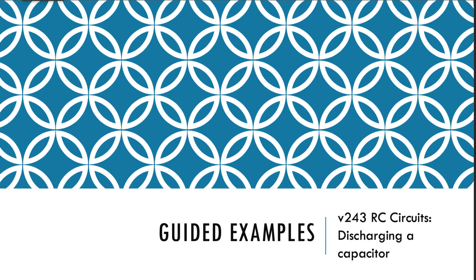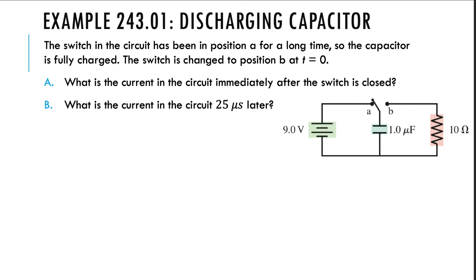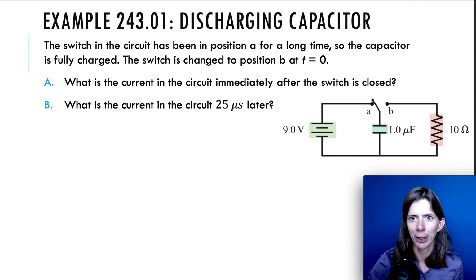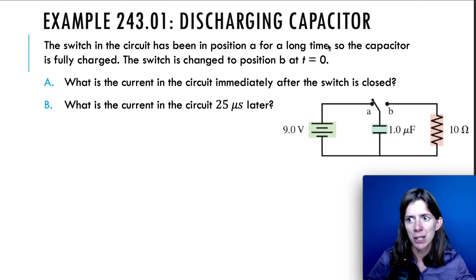Hey everyone, in this video I'm going to go over the example from video 243 for RC circuits discharging a capacitor. In this example we have discharging a capacitor. The switch in the circuit has been in position A for a long time, so the capacitor is fully charged, and then the switch is changed to position B at time 0.